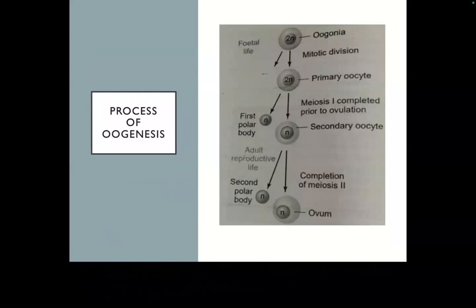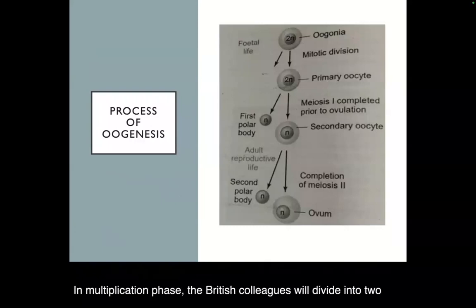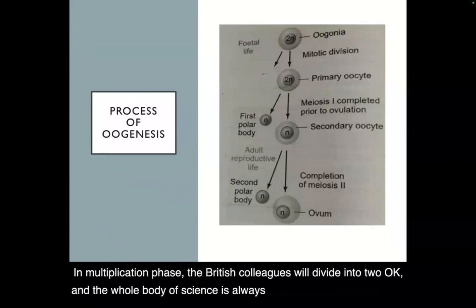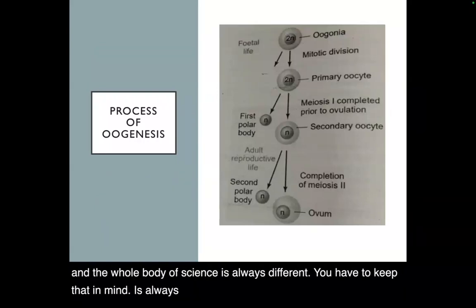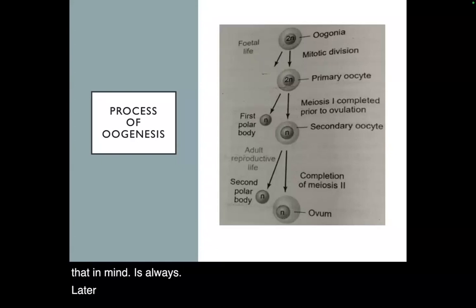In the multiplication phase, the primary follicles will divide into two. The oogonian cells are always two. You have to keep that in mind. It is always two. And later it will divide like this. This is the first polar body, and this is the primary cell.